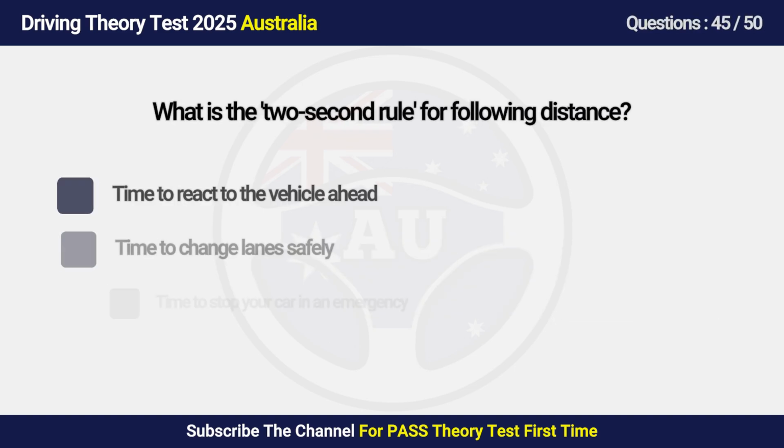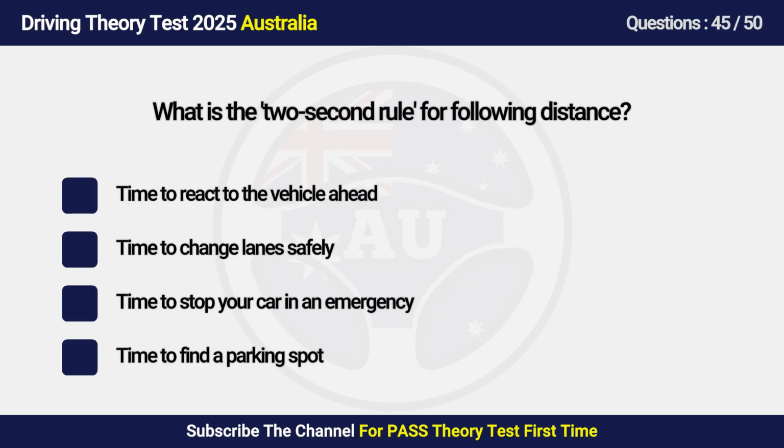Question 45. What is the rule for following distance? A. Time to react to the vehicle ahead. B. Time to change lanes safely. C. Time to stop your car in an emergency. D. Time to find a parking spot.